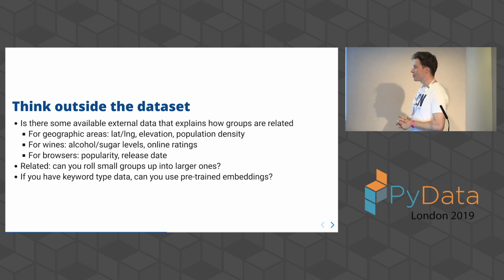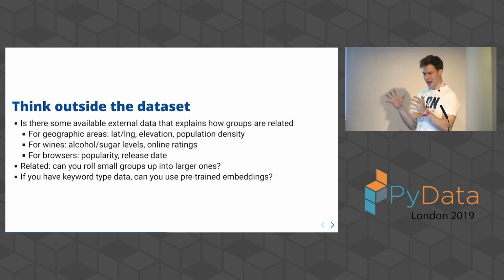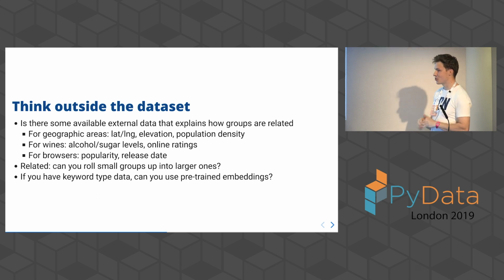I'd say I've often found the most important thing to do is to think outside your data set a little bit. There's some external data you can get that can explain how these groups are related. I think it's easy to get into a Kaggle style mindset where you think, okay, this is my data and I will build my model. But there's so much useful public external data out there that you can almost certainly do better than that.